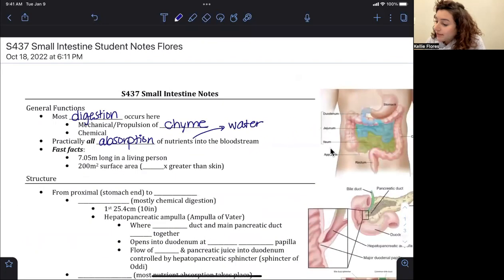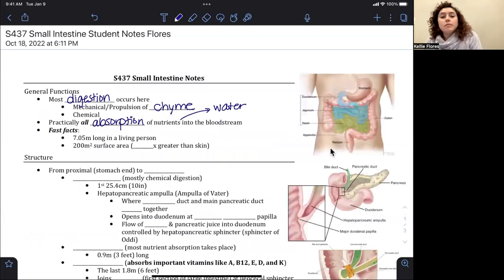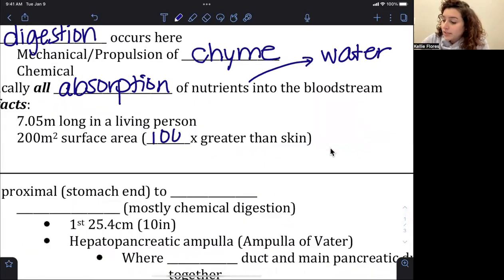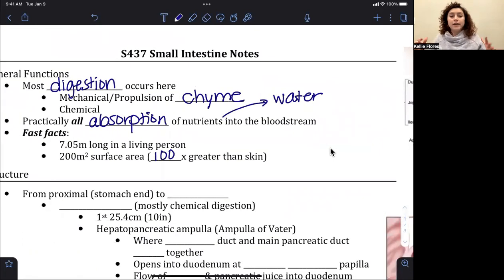So some fast facts. The small intestine is approximately 7 meters long in a living person, which is quite long. The name small intestine comes from the width of the structure. And it has a surface area 100 times greater than your skin. If you think about your skin, it stretches throughout your body. 100 times that surface area would make up the surface area of the small intestine. There's something peculiar about the small intestine that we'll talk about later that increases its surface area.